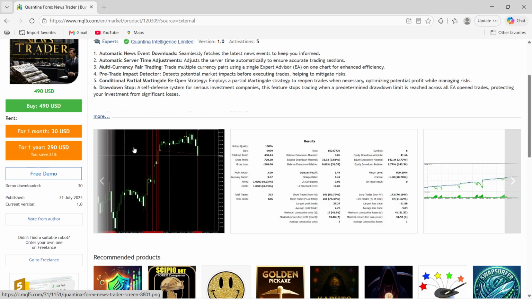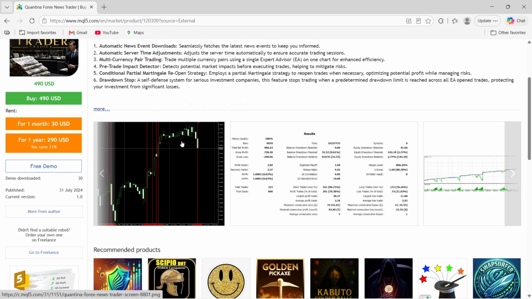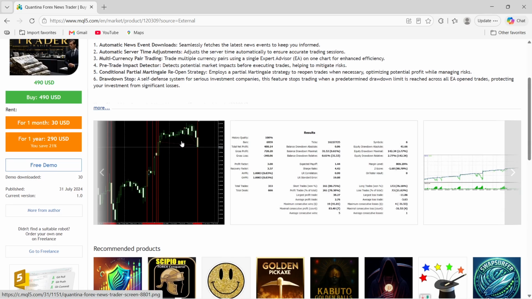Quantina, as a brand, has been around for a while, and this is one of their flagship tools in the news trading space. On the product page, they pitch it as a serious solution for investors and even investment companies, so the expectations are definitely high here.